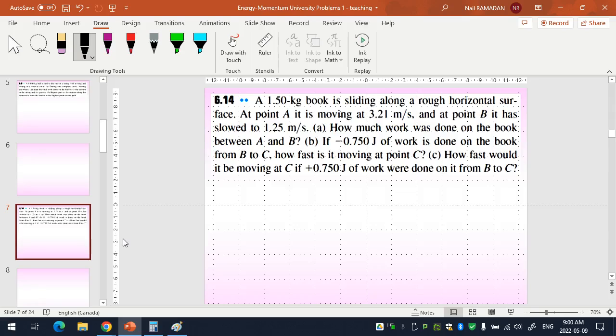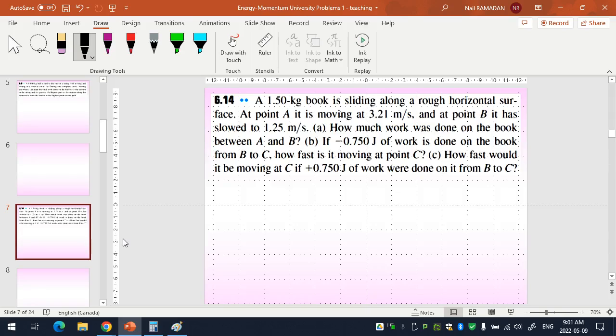What's the equation for work? As usual, force times distance times cosine theta. Do we have any force information here? Do we have any distance information here? Remember, just look at the values. We have mass, and we have speeds. So which formula of work are we going to use?